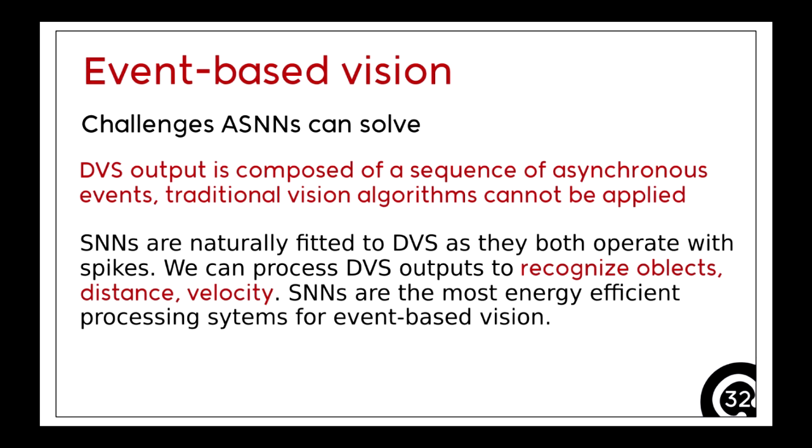Okay, so we can basically process DVS, dynamic vision sensor outputs, recognize objects, velocities, and so on from it, and we may build even a kind of conceptual understanding of the pictures if we build the right architectures here.